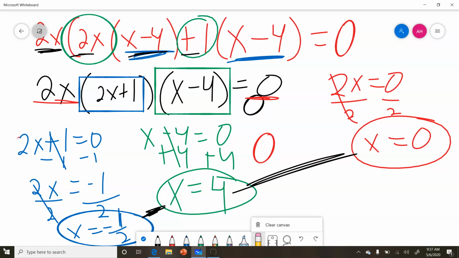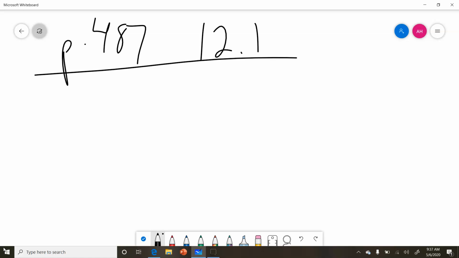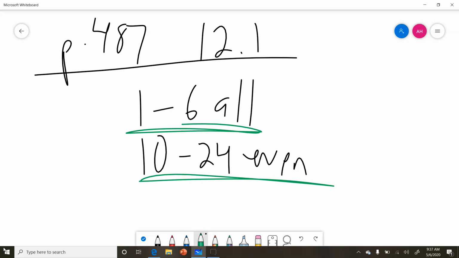Here's our homework, so I'm going to let you jump in. This is on page 487. This is 12.1. We're going to do 1 through 6 all, and then we're going to do 10 through 24 even. Okay, please let me know if you have any questions.